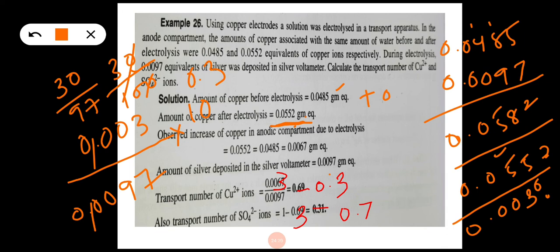So the transport number of copper ion is 0.3, and the transport number of sulfate ion can be written as 1 minus the transport number of cation, that is 1 minus 0.3, which is 0.7. So in this way we have to determine the transport number of cation and anion if the electrodes are attackable.